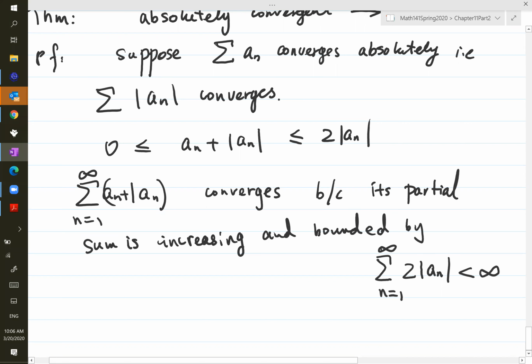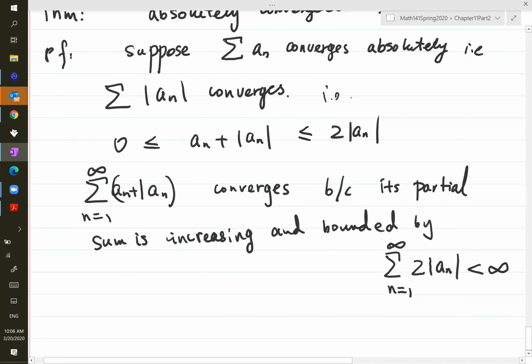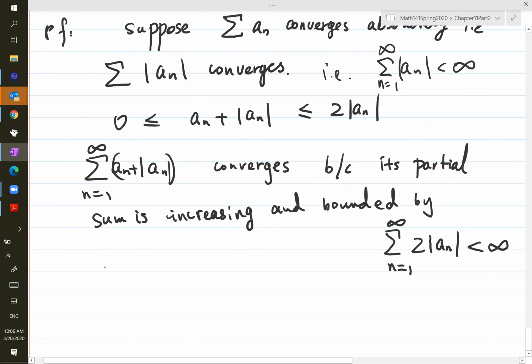Because we know the series converges absolutely, i.e. this is less than infinity. Okay, the sum of the absolute values should be less than infinity, finite. Okay, so this partial sum is bounded. So the partial sum actually converges. And also we know this partial sum also converges.